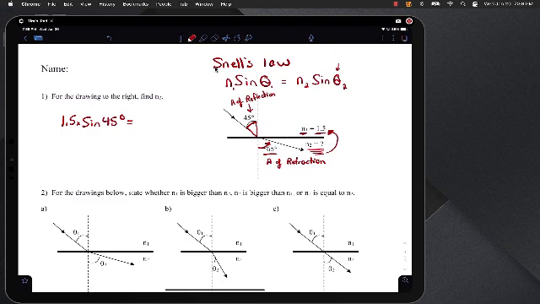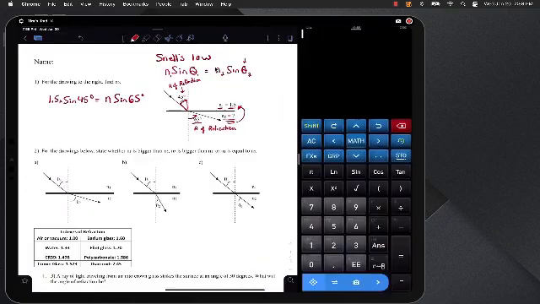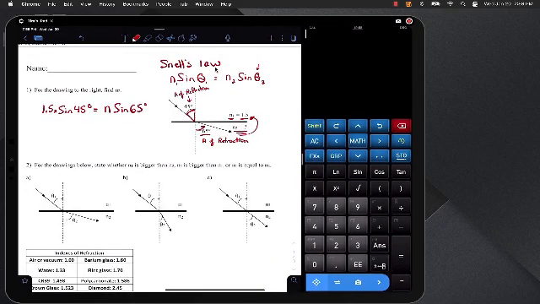All right, so we're going to say N, because we don't know what that index of refraction is. That's what you're trying to figure out. Equals sine of 65 degrees. Okay, so how do we figure this out? Well, we need our calculator. So if we get our calculator handy, we can put this in. We're going to go 1.5 times sine 45, and I'm going to close that, equals. We divide that value by sine 65.